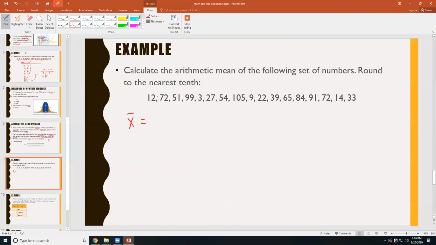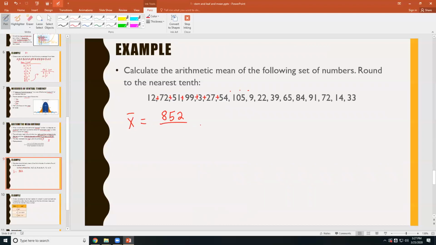So first things first, let's add all of these numbers together. 12 plus 72 plus 51 plus 99 plus 3 plus 27 plus 54, and so on, right? I'll save you the trouble right now. You will want to put this in your calculator, of course. There's no way you're going to want to do this just using mental math. If you throw all of this in your calculator, you're going to get 852.